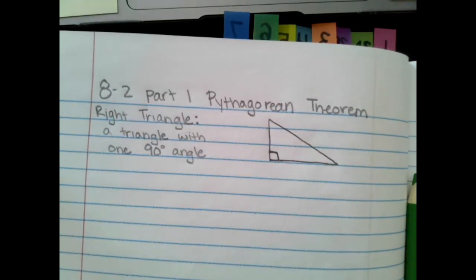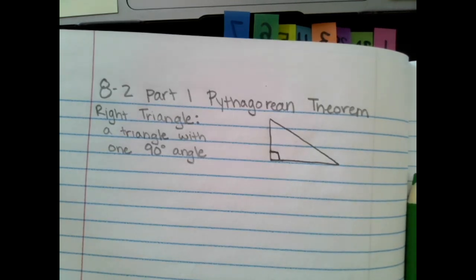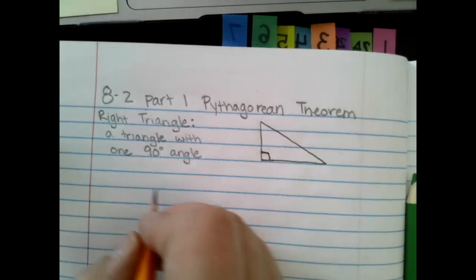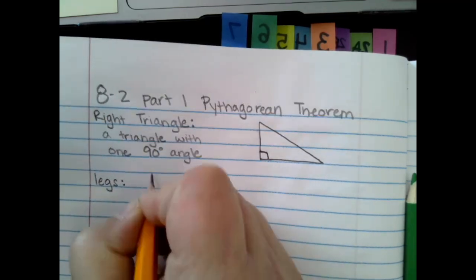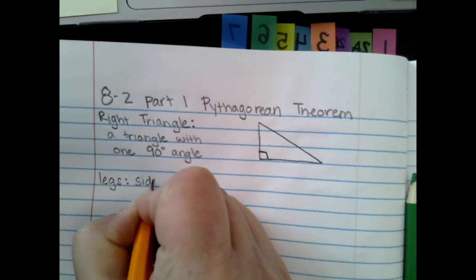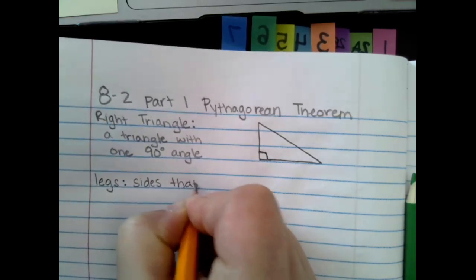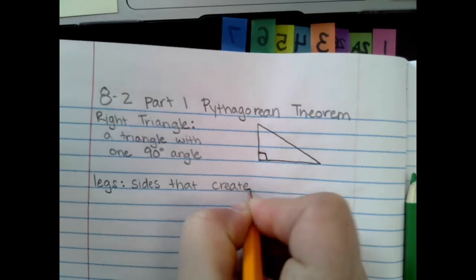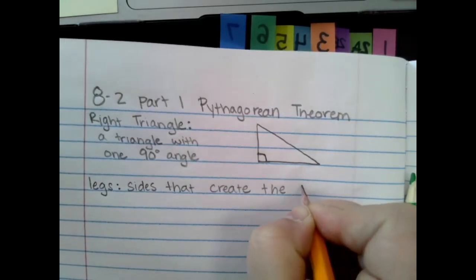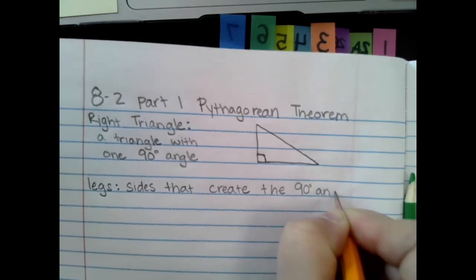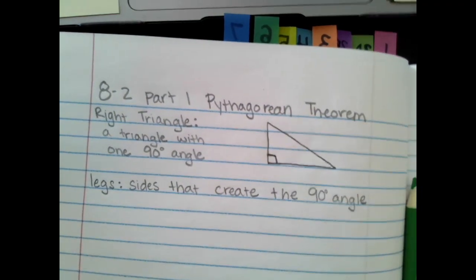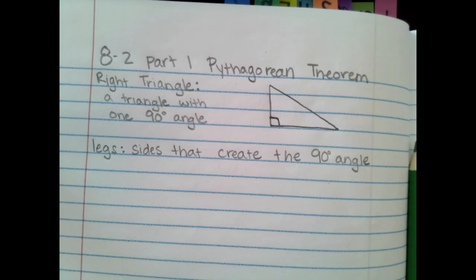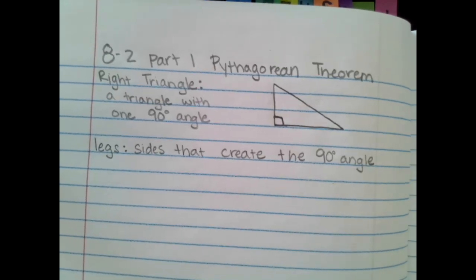All right, now we have two classifications for the sides of those triangles. One classification is your leg. And legs are the sides that create the 90-degree angle. Legs are the sides that create that 90-degree angle. So I'm going to do legs with pink today.